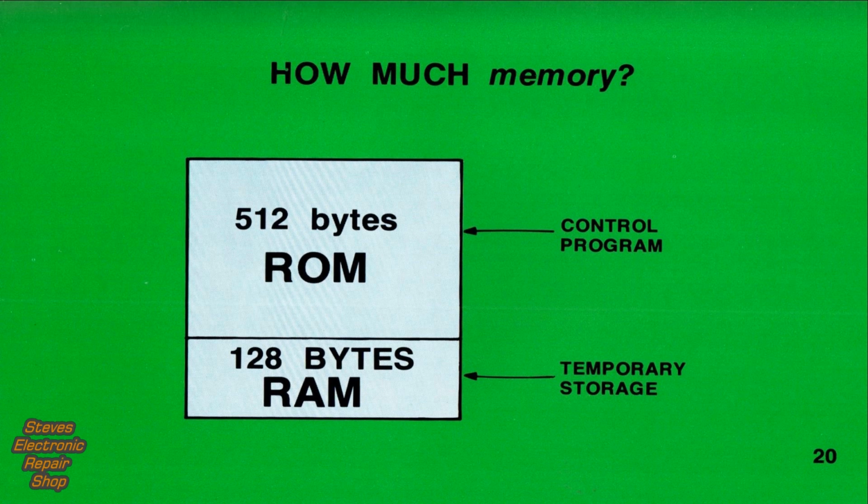How much memory do we need? Well, experience is the best guide here, and we estimate that we need 512 bytes of ROM for the control program and less than 128 bytes of RAM for temporary storage and scratchpad. But we could just as easily wait until the program is assembled before we nail this down.